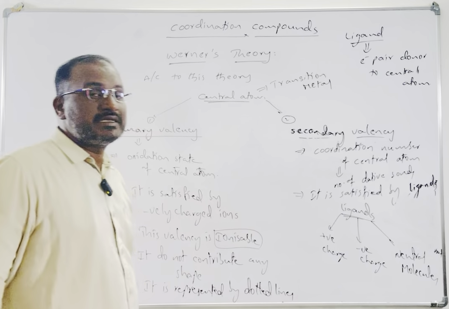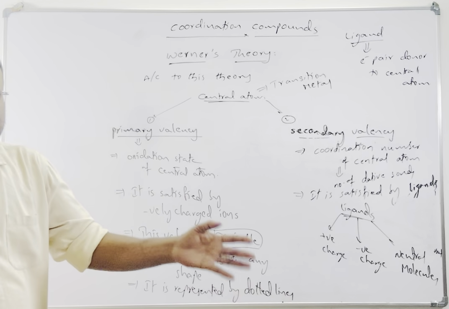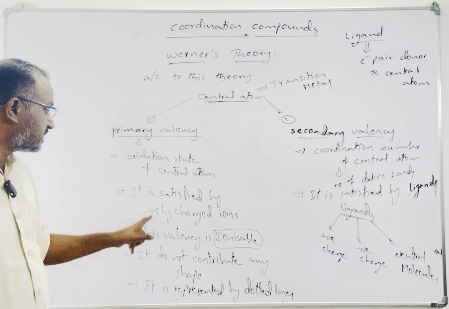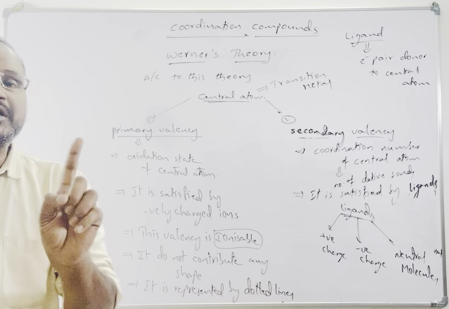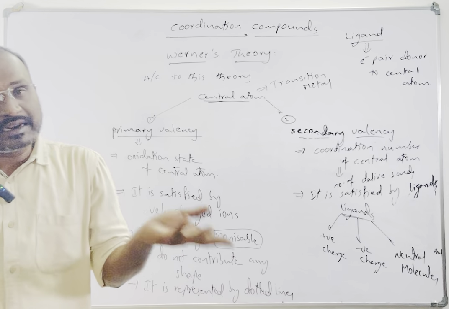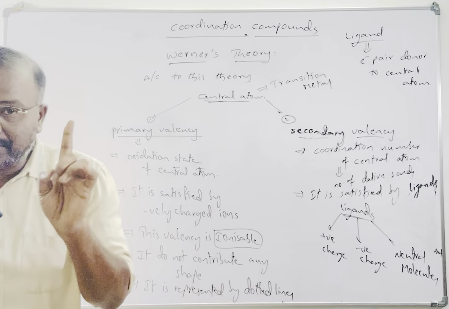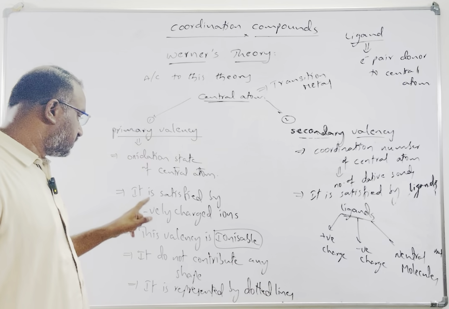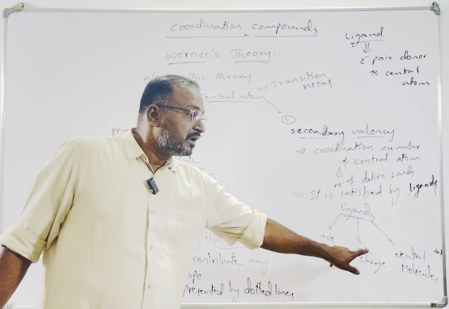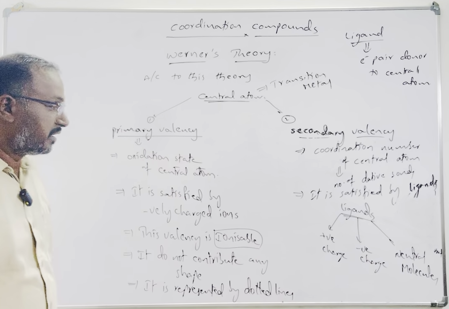So secondary valency is satisfied by ligands. The charge may be positive, negative, or neutral. But in this case, the primary valency is satisfied by only negatively charged ions. That may be a ligand or a simple non-ligand, but it will be negatively charged ions. So it is satisfied by only negative, but here it may be positive, negative, or neutral molecule.